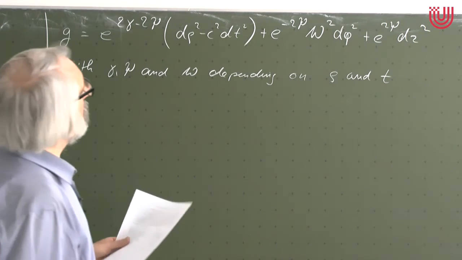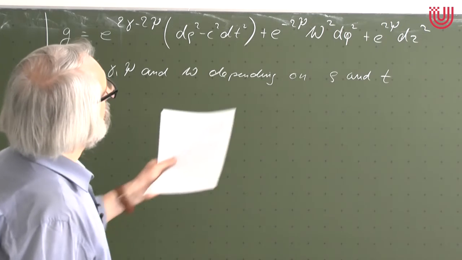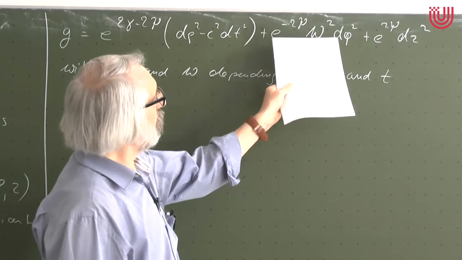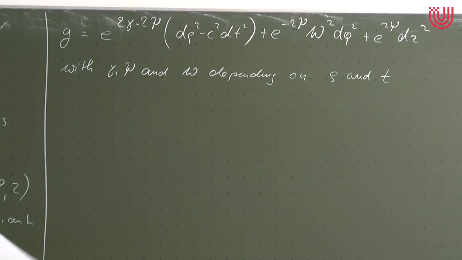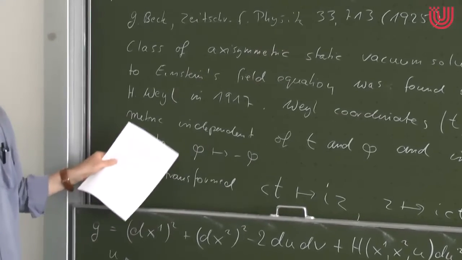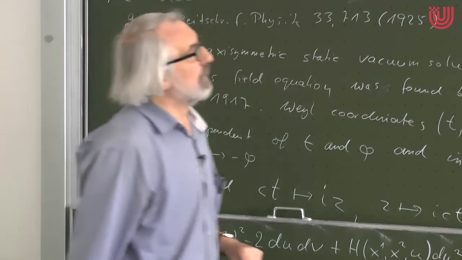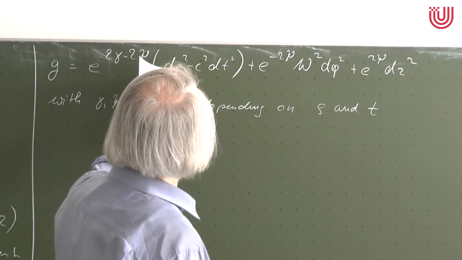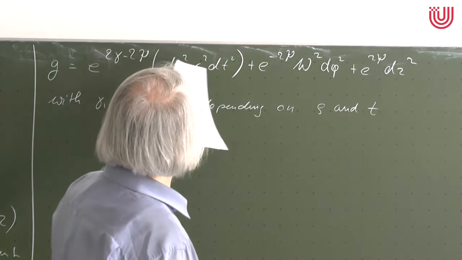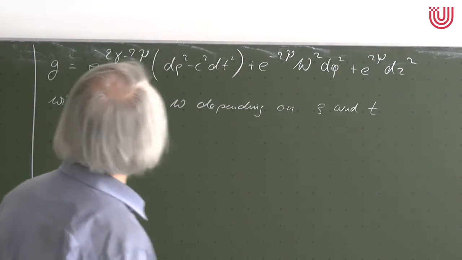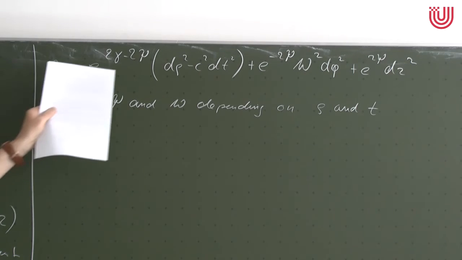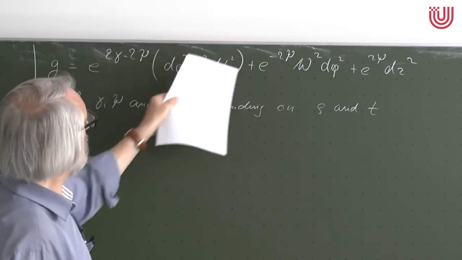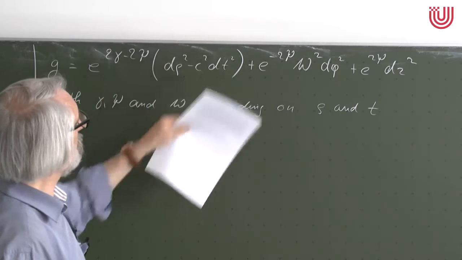So, okay, let's have a look at this metric. Obviously there are no cross terms which involve a d phi. So there's no term d phi dz, d phi dt, or d phi d rho. Why not? Because this symmetry is required. Such a term would violate this symmetry. Then the diagonal terms proportional to d rho squared and dt squared are in this form. So d rho squared and c squared dt squared have the same coefficient.